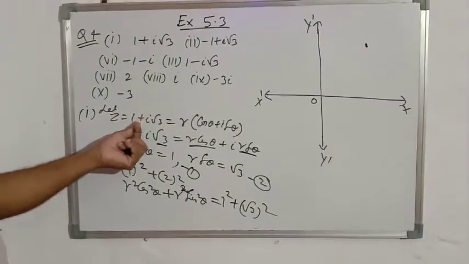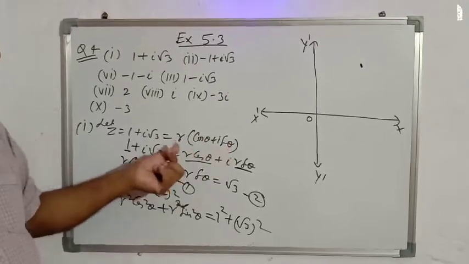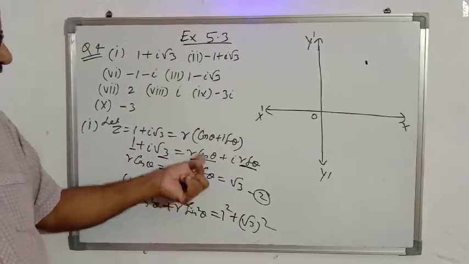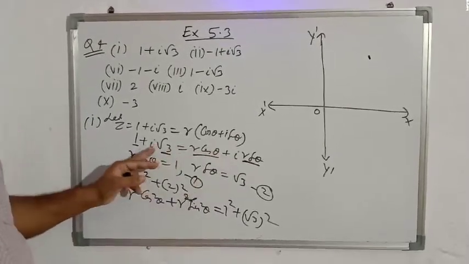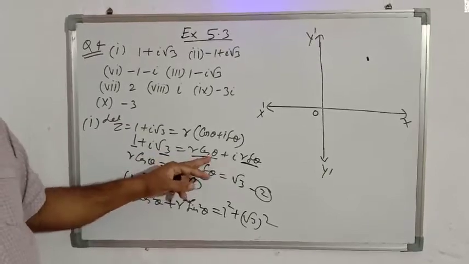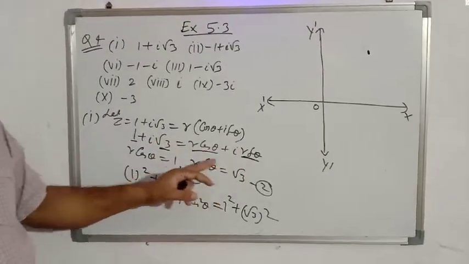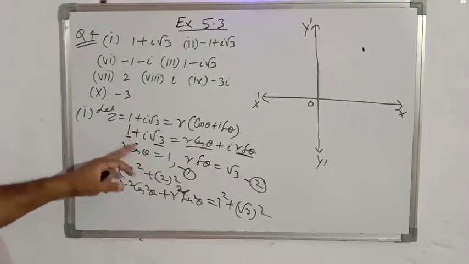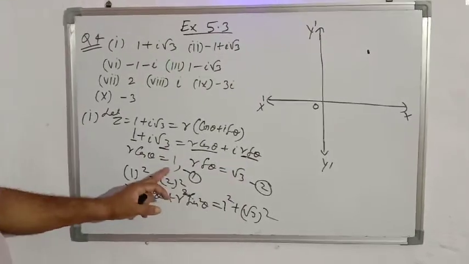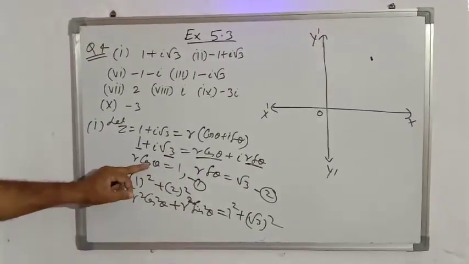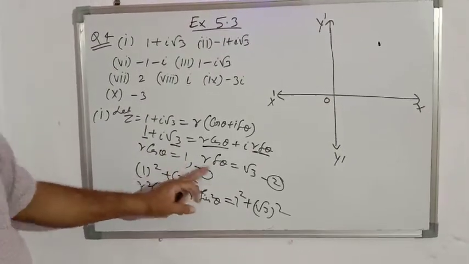So firstly we will write 1 plus i root 3 is equal to r in bracket cos theta plus i sin theta. Open it: r cos theta plus i r sin theta. We know that when two complex numbers are equal, then the real part will be equal and the imaginary part will be equal. So real part r cos theta is equal to 1. Imaginary part r sin theta is equal to root 3. Squaring and adding both equations, r square cos square theta plus r square sin square theta is equal to 1 square plus root 3 square.